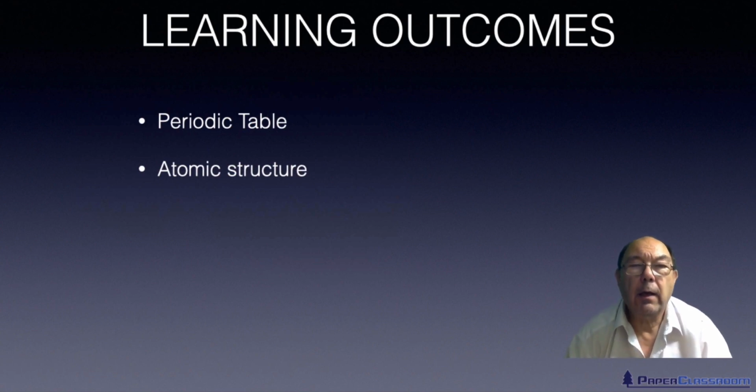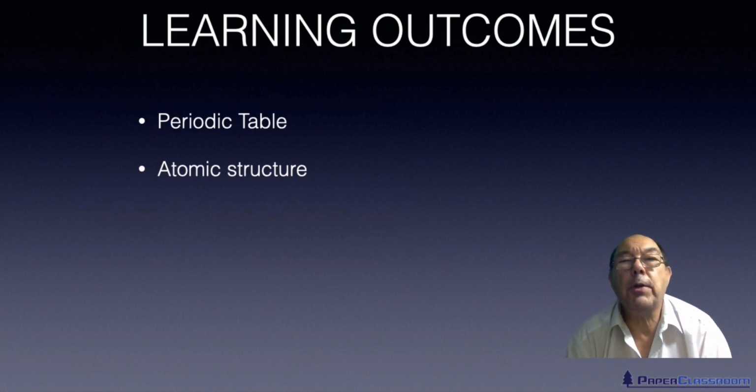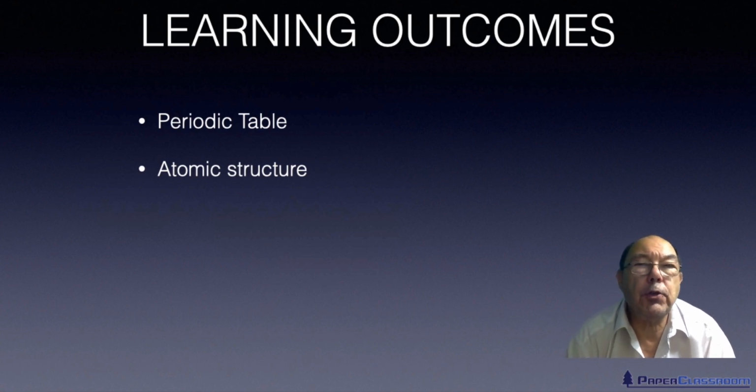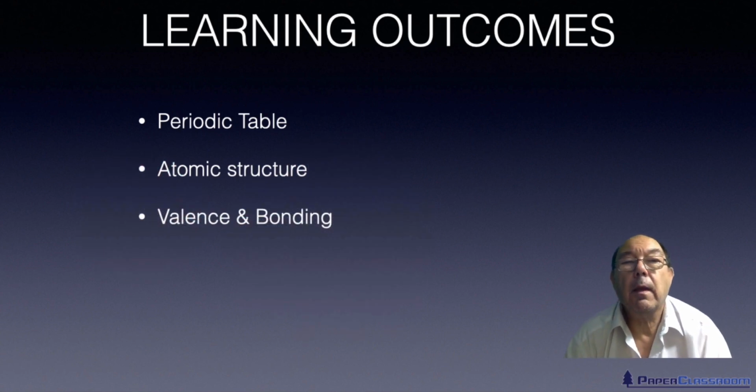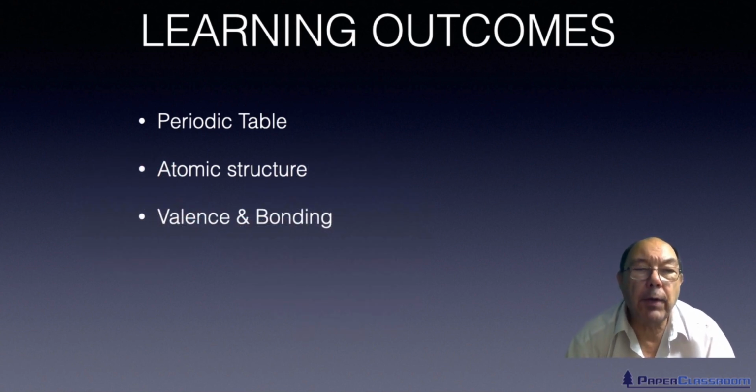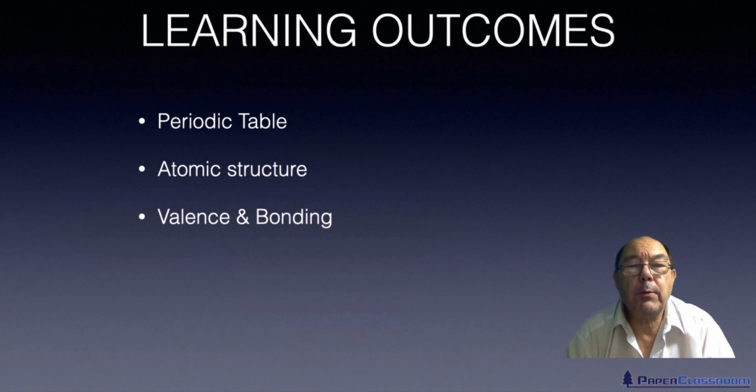We'll look at the early atomic structure and how it has evolved to the atomic structure that modern day chemists and physicists use. The third learning outcome is all about valence and bonding. What do we mean by valence? How and why is it variable? What are the different types of bonding?